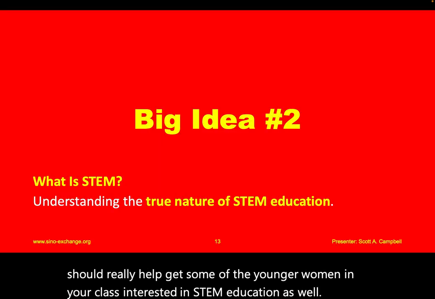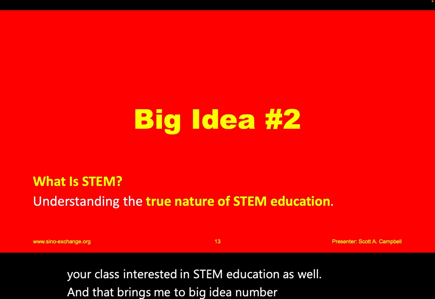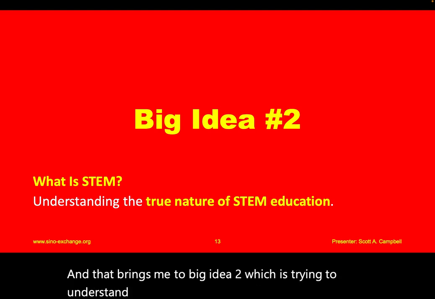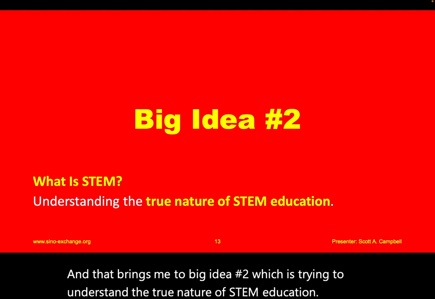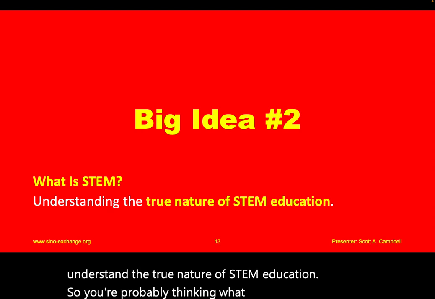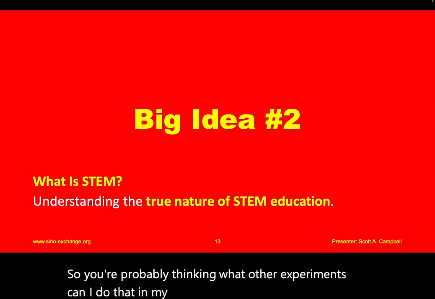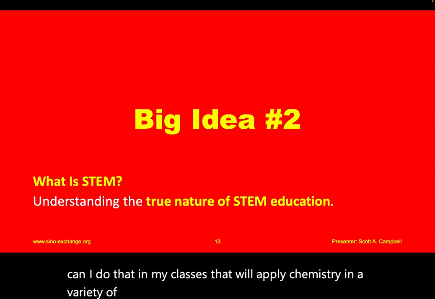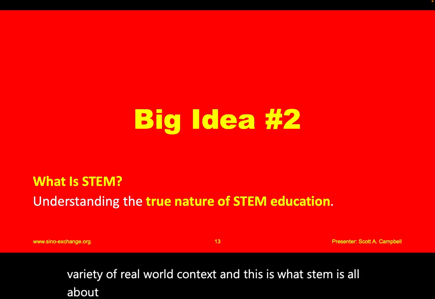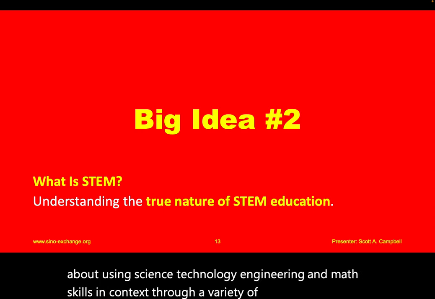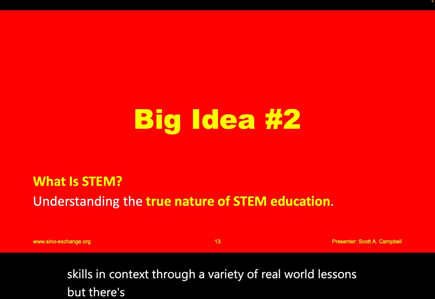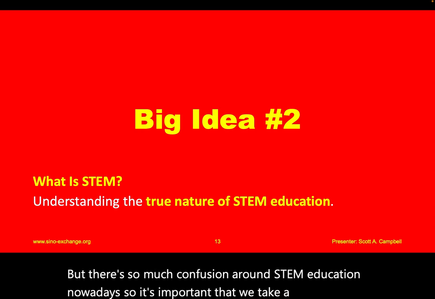And that brings me to big idea number 2, which is trying to understand the true nature of STEM education. So you're probably thinking, what other experiments can I do in my classes that will apply chemistry in a variety of real-world contexts? And this is what STEM is all about, using science, technology, engineering, and math skills in context through a variety of real-world lessons. But there's so much confusion around STEM education nowadays, so it's important that we take a moment to develop a common understanding of STEM education.